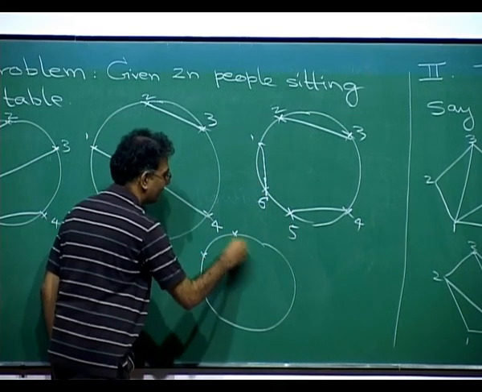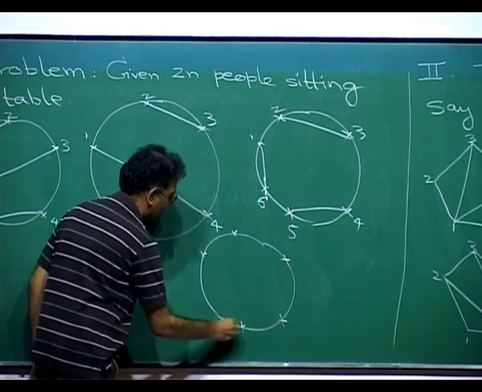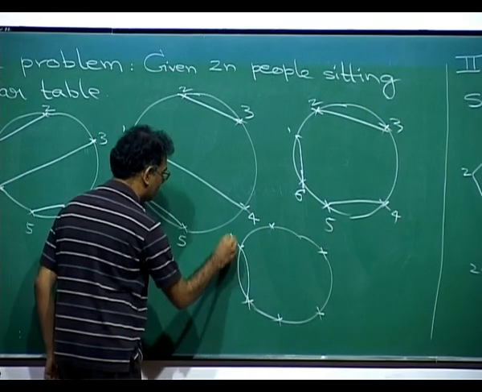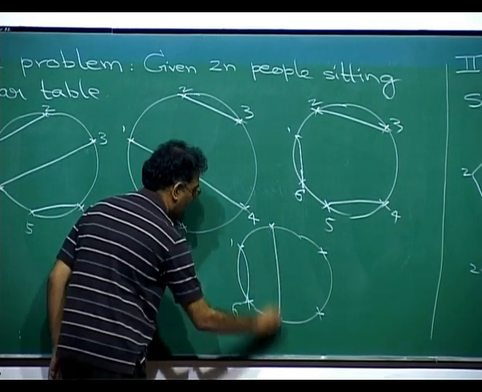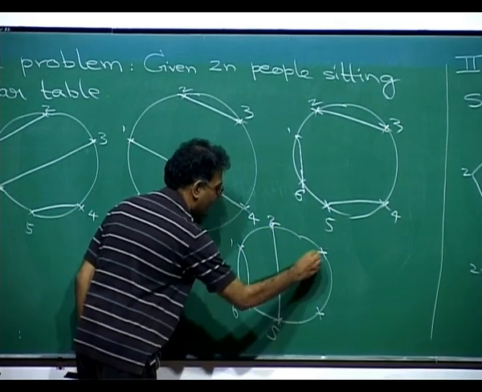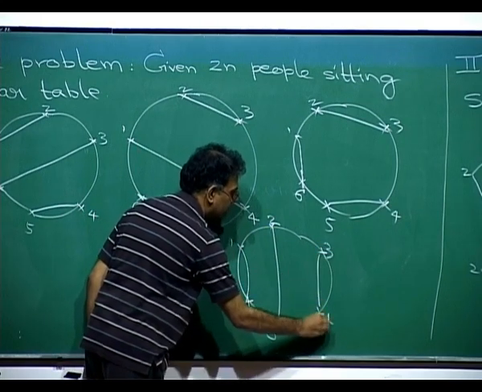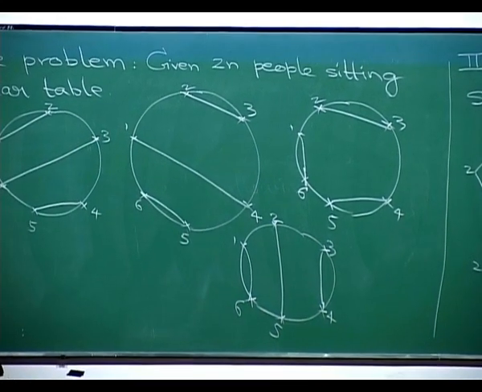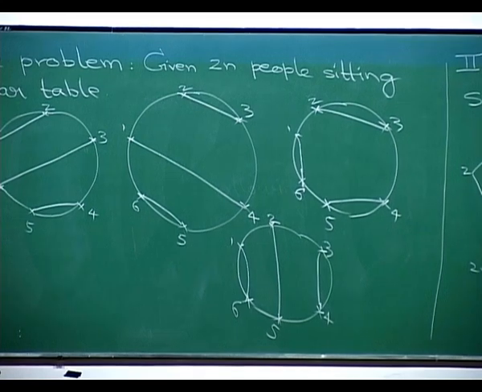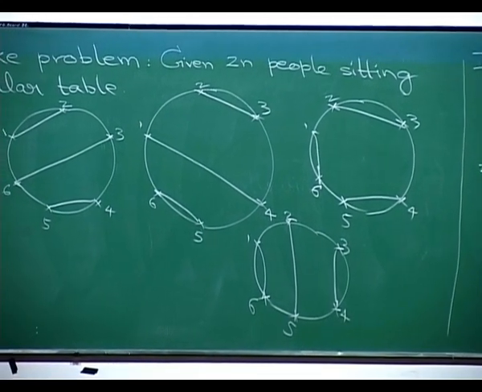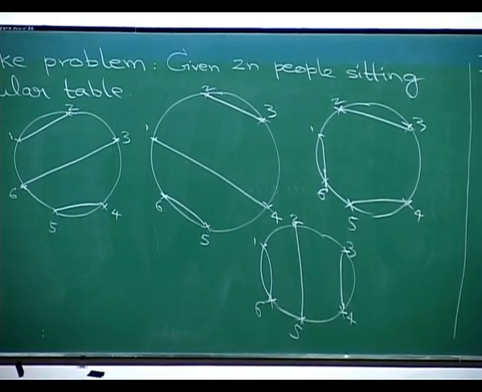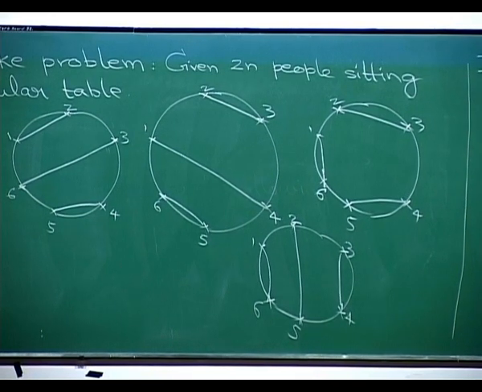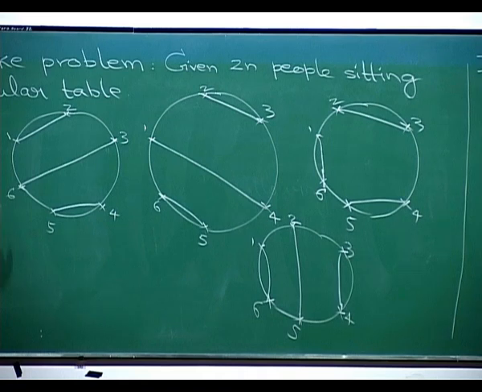Or finally 1 with 6, 2 with 5, and 3 with 4. And these are all. These are the only ways in which the problem, as I stated, can be solved. If people have to shake hands in pairs, and in such a way that hands do not cross, there are only these 5 solutions possible. Again, note that there are 5.